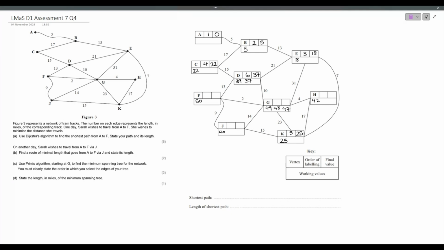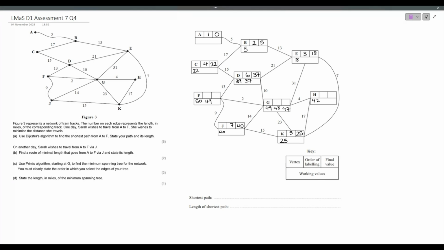I'm going to visit the vertex with the next smallest working value, and that's J. I'm labelling J 7th with final value 40. I'm going to update the working values of the vertices around J. 40 plus 9 is 49. 40 plus 14 is 54, which I'm going to disregard. And that's it.